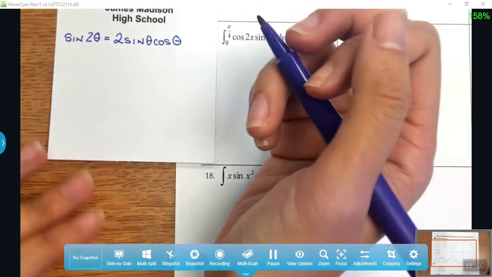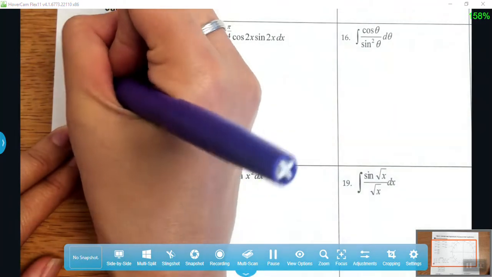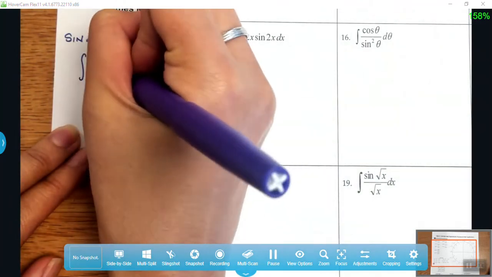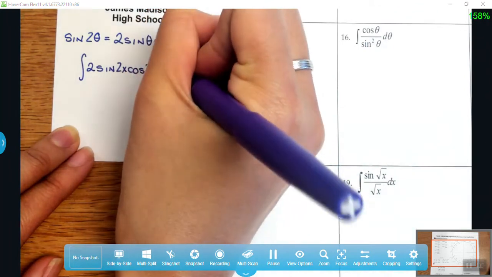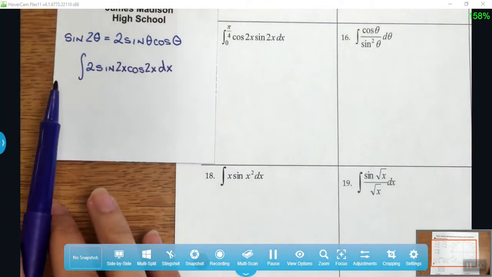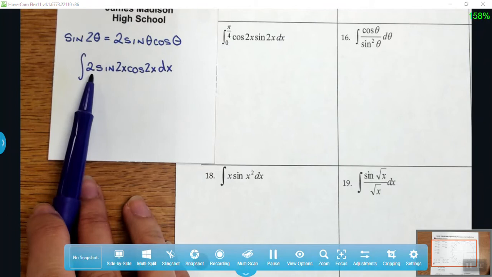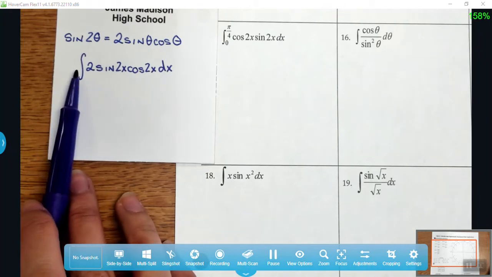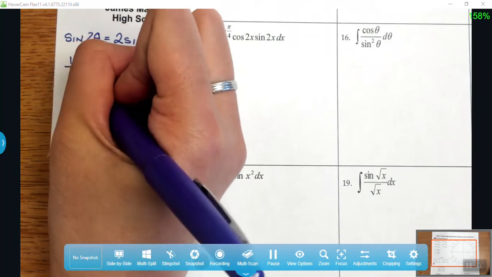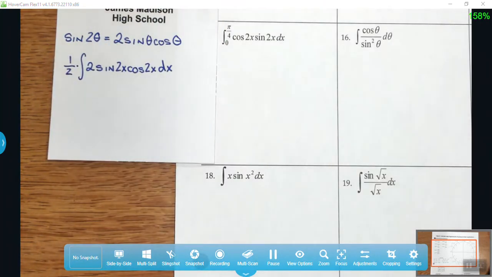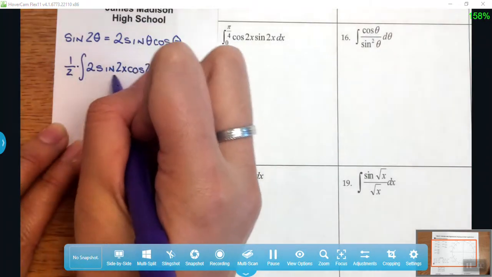You're kind of on the right track, John. What you do is you put it in, but then you take it out. So here I put the 2 in, but then I'm going to multiply by 1/2 to get rid of it. So you did it, but you undo it. Now what does this simplify to?